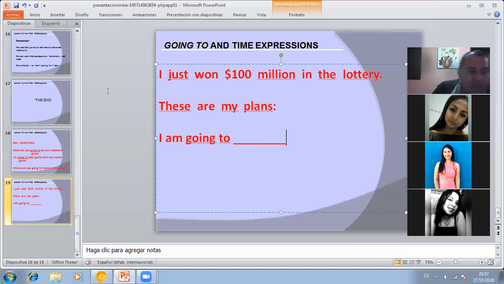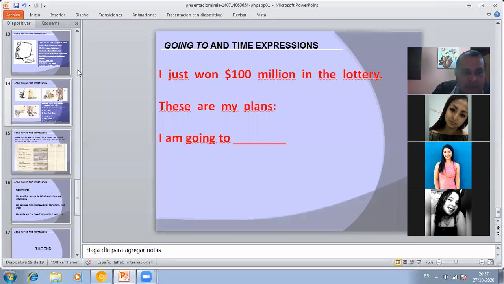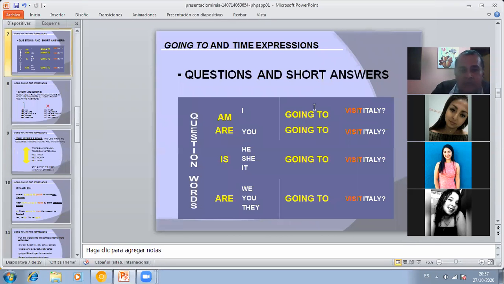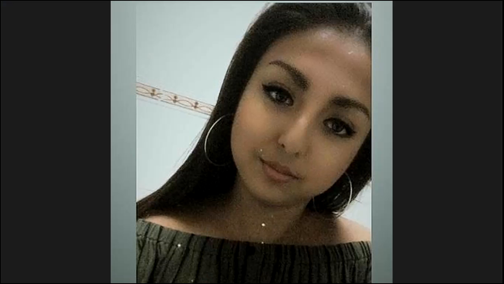Okay, guys, so this is the way we express plans. When we talk about future plans, we use be going to. I don't know if you have any questions or any doubts before we finish, everybody? You don't have any questions? Okay. Well, remember that we have two topics right now. We have the months and the ordinal numbers. That's the topic that we had yesterday. And today we have a new topic, which is be going to when we talk about future plans.